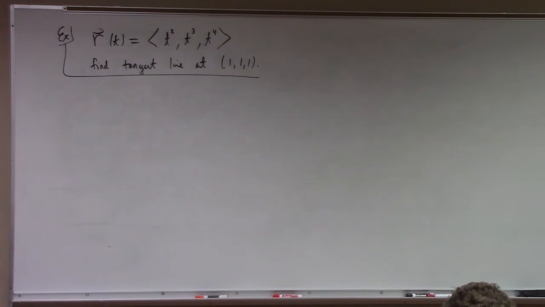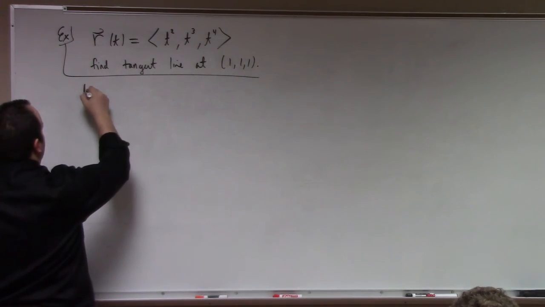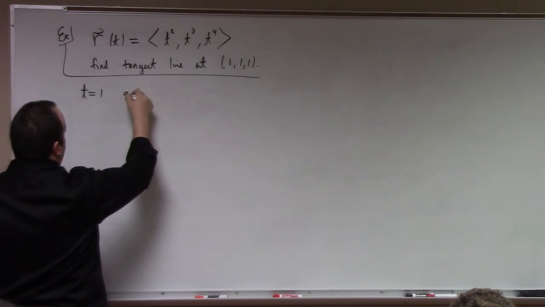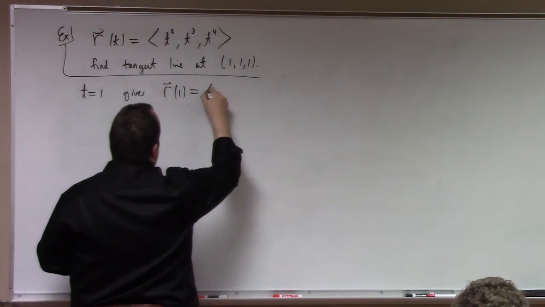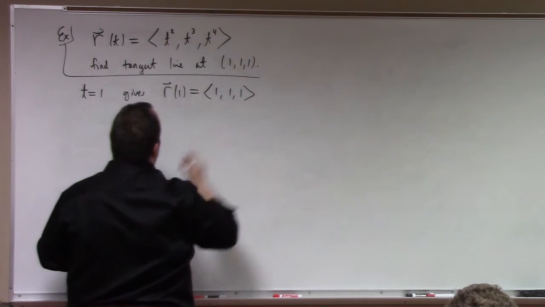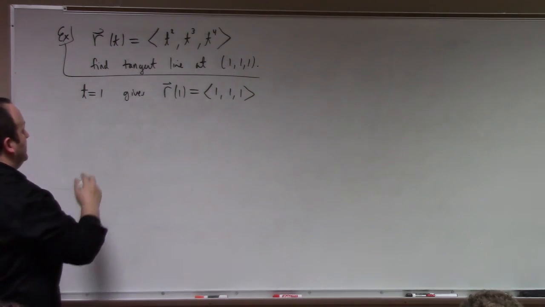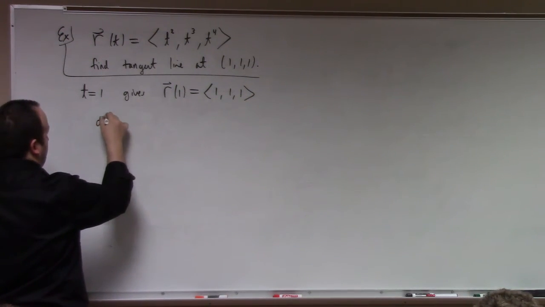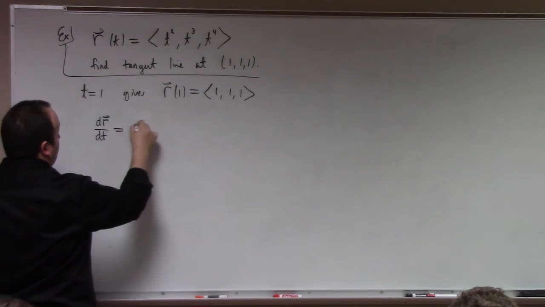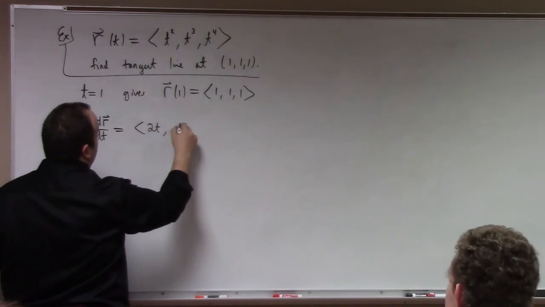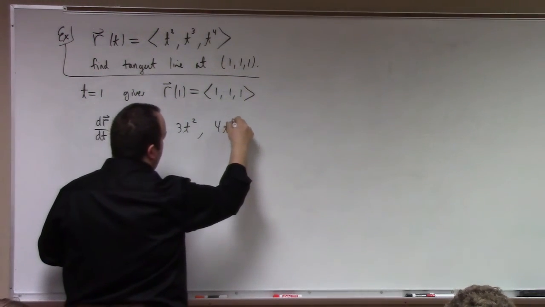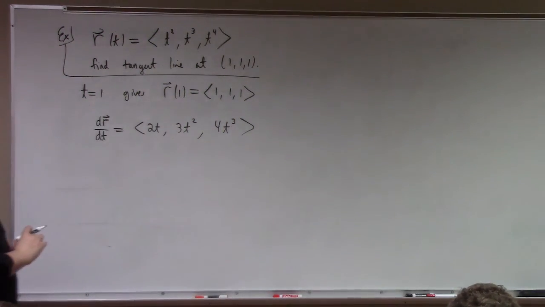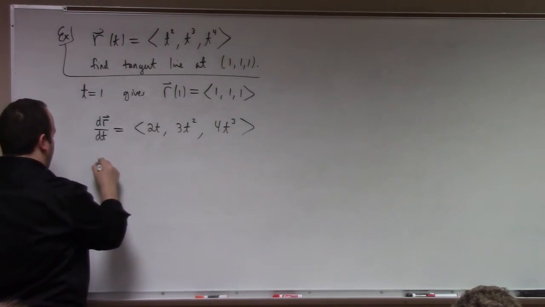What's that? Yeah, time 1, right. t equals 1 gives r of 1 is 1, 1, 1, right? So then all I need to do is calculate dr/dt, right? Which is what? It's 2t, 3t squared, 4t cubed. And then what is r prime of 1 then?